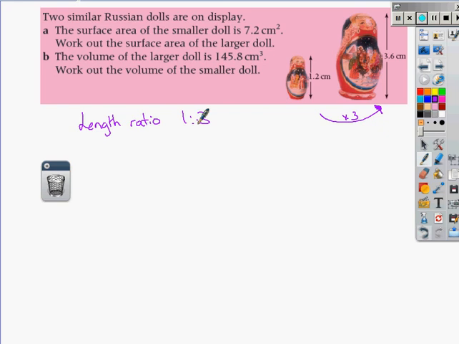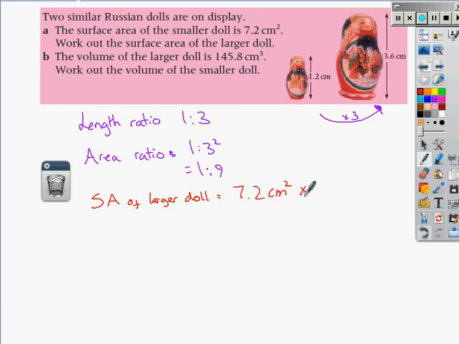So therefore, the area ratio is a scale factor of 1 to 3 squared, which equals 1 to 9. So therefore, the surface area of the larger doll is equal to the surface area of the smaller doll, which is 7.2 centimetres squared, times that by 9. And when you do that, you should find you get 64.8 centimetres squared, because it's area.